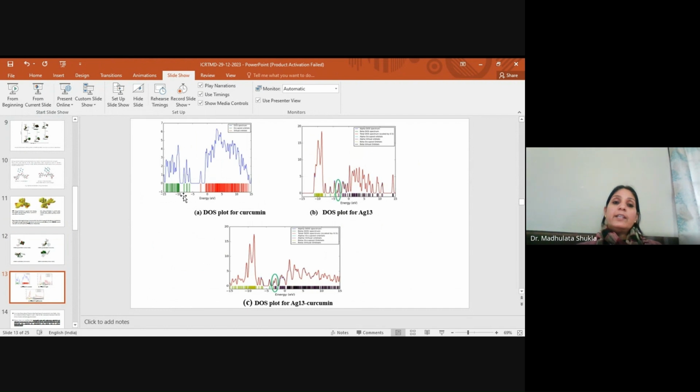Another thing is that here we see the density of states plot. This is for the curcumin, and we can clearly see that for the curcumin, the band gap is quite higher. Green corresponds to the HOMO and red to the LUMO. The band gap for the curcumin is quite higher. This is for the silver cluster, and here also we see that there is a difference between the HOMO and LUMO. But when we combine Ag13 with the curcumin, we see that overlapping is occurring. Means electronic transitions are becoming very easy when we combine the silver with the curcumin.